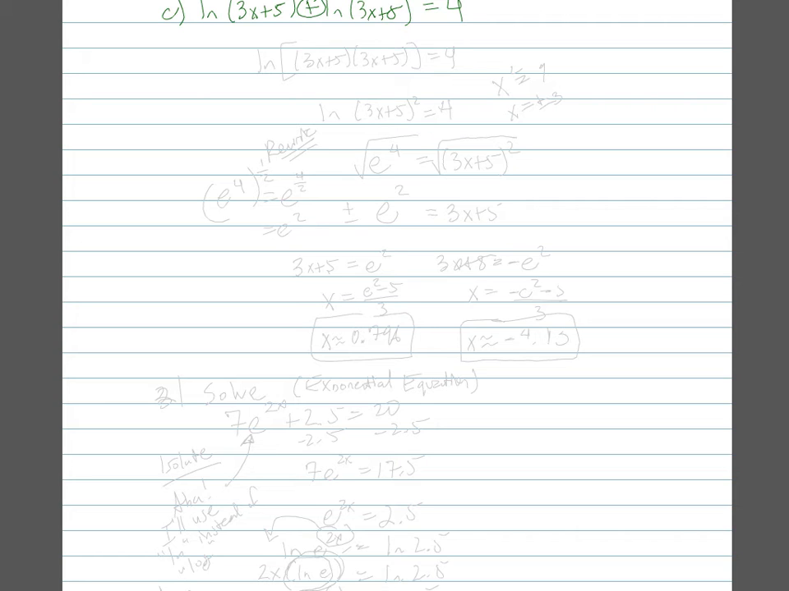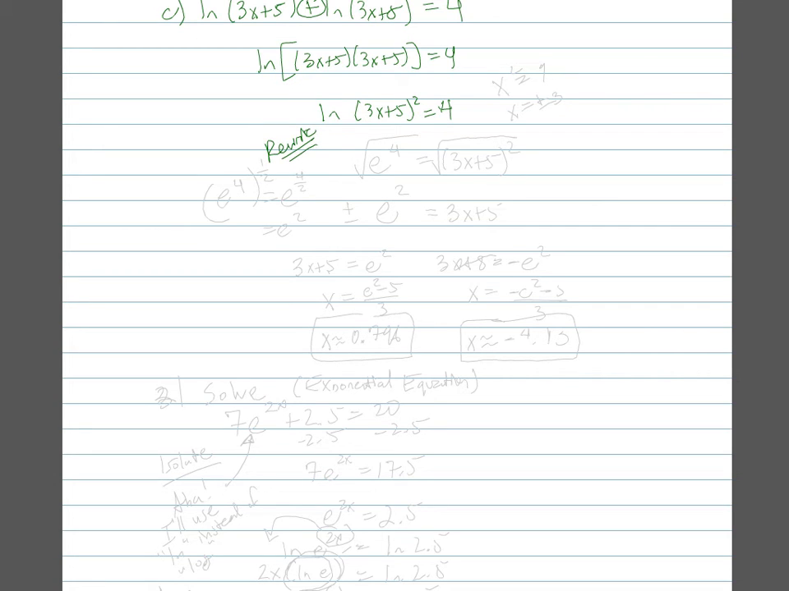So first off, because it's a ln, it's a log, we can use our combination rules. We can combine these guys. It's a plus sign, so when I combine them, do I multiply these or do I divide them? Unfortunately, dividing would have been great because then things would have worked out a little nicer. But we're going to get ln of 3x plus 5 times 3x plus 5 equals 4. We multiply them, which means that's ln of 3x plus 5 squared equals 4. Just combine them.